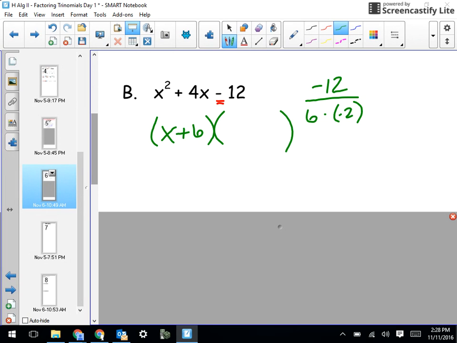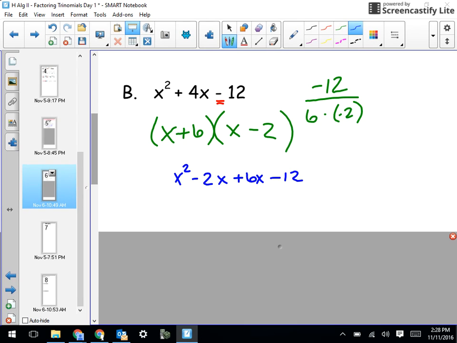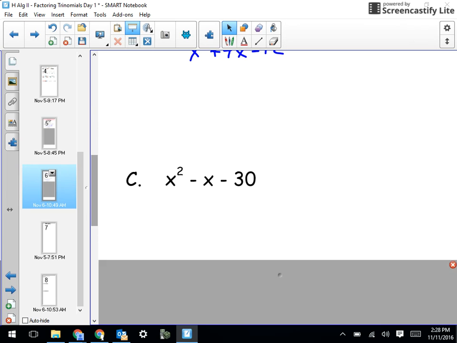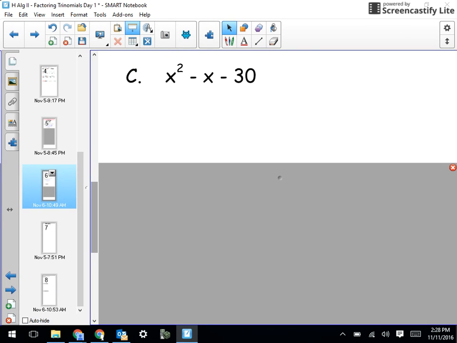So x plus 6, x minus 2. FOIL to check your answer. Firsts, outer, inner, last. Add it together. I know I got the problem right. This is my answer. Last one. Try it on your own. Don't forget that you can assume that that's a 1x there. Okay, pause it. Try it on your own.